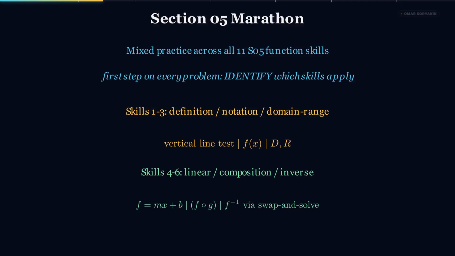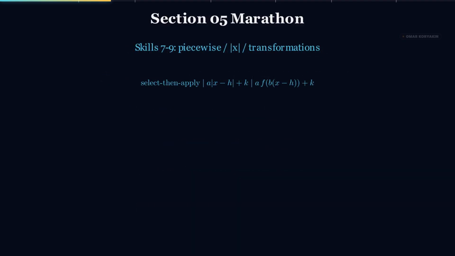Skills 4 through 6 are the function family layer. Linear functions f equals mx plus b with constant rate of change as the defining feature. Function composition with the inner, then outer evaluation order and the non-commutative property in general. Inverse functions found by swap and solve with one-to-one verification by the horizontal line test. Skills 7 through 9 are the structural layer. Piecewise function evaluation with select, then apply on the right piece based on input conditions. Absolute value functions in vertex form, a times absolute value of x minus h plus k with V-shaped graphs.